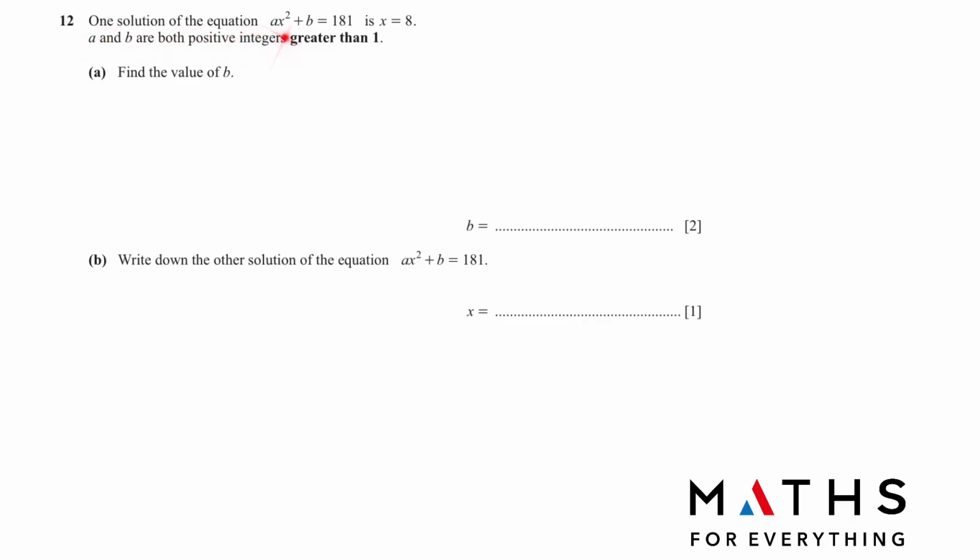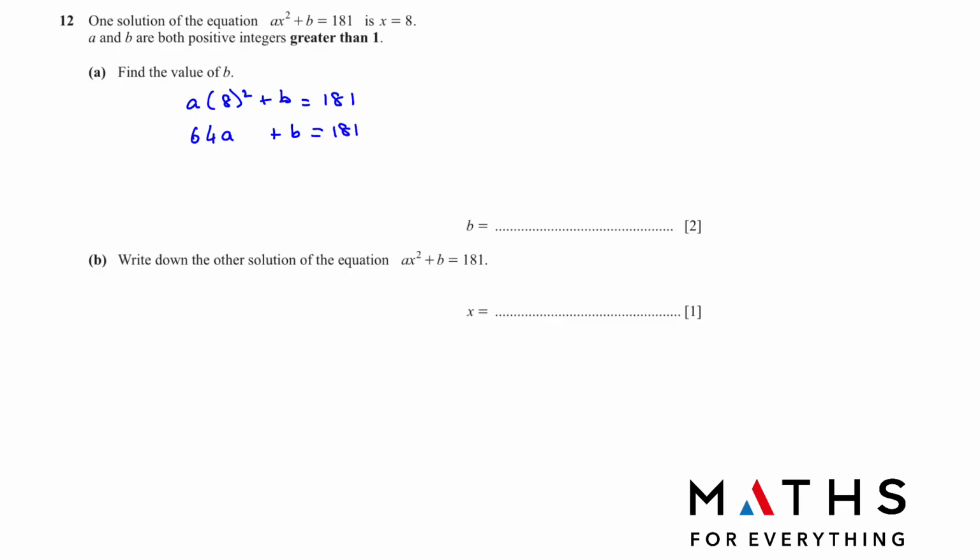One solution of the equation ax squared plus b is equal to 181, x is equal to 8. A and b are both positive integers greater than 1. Find the value of b. So we substitute x with 8, and we need to find the value of b. This will give me 64a plus b is equal to 181.